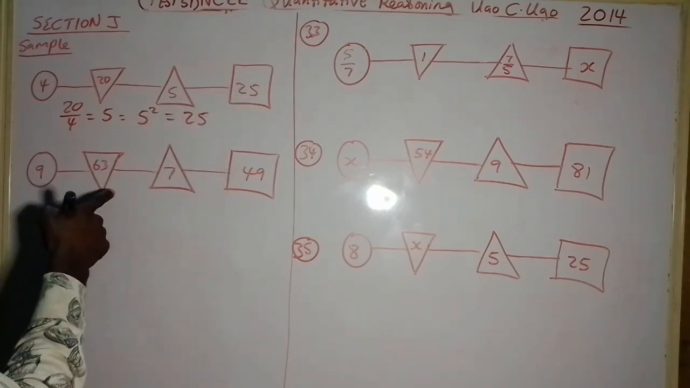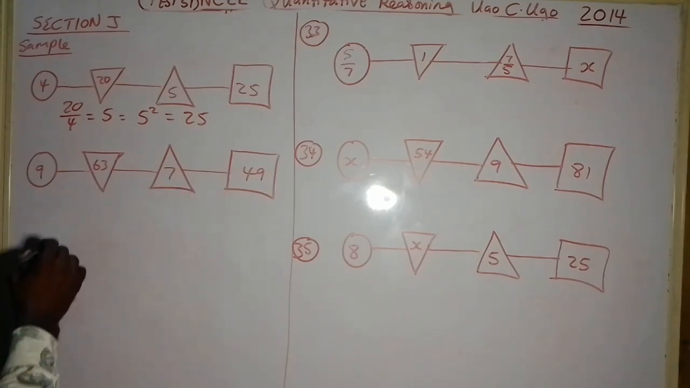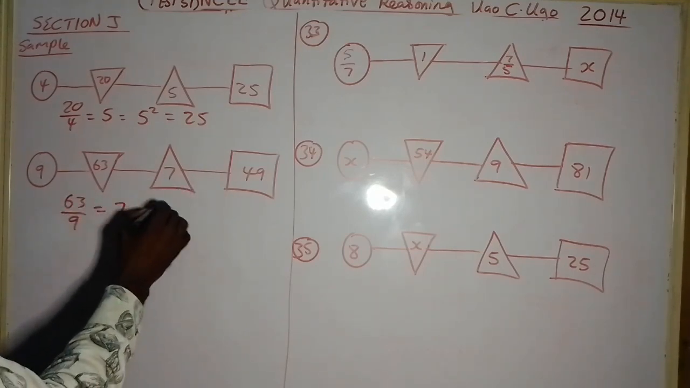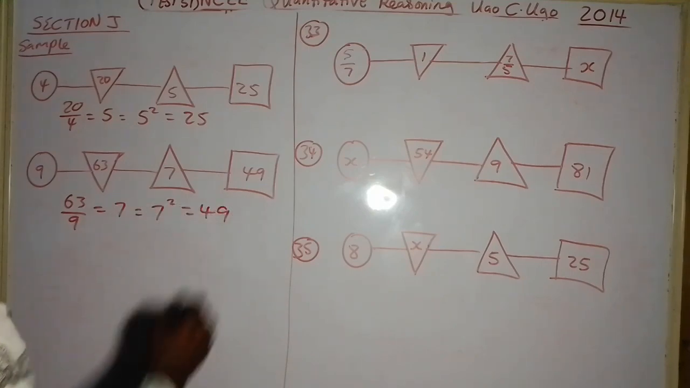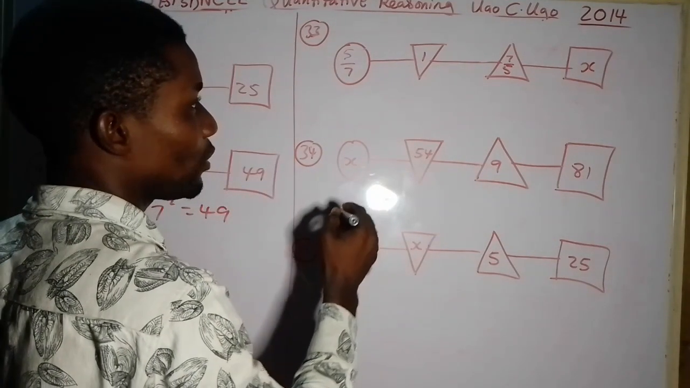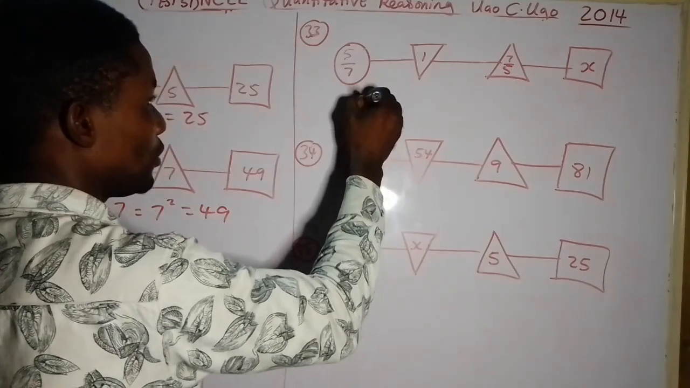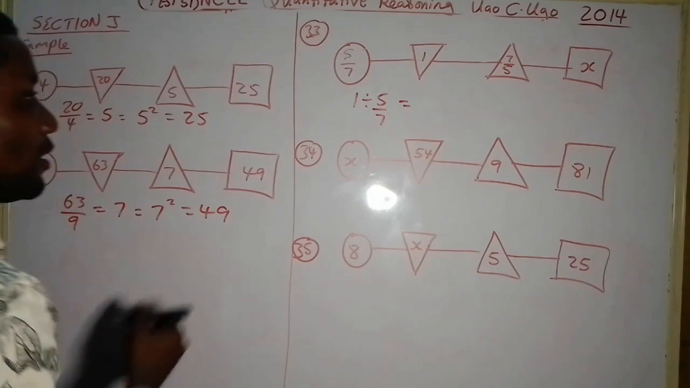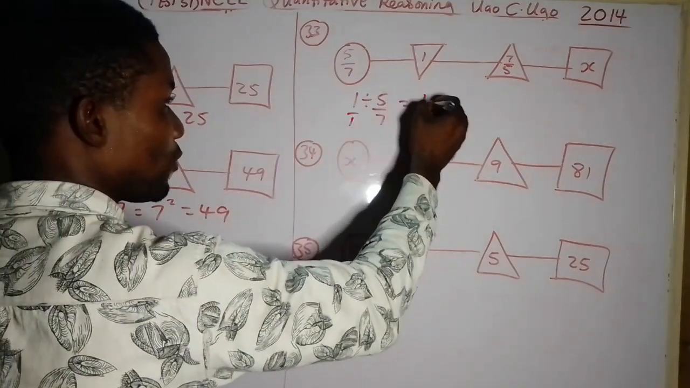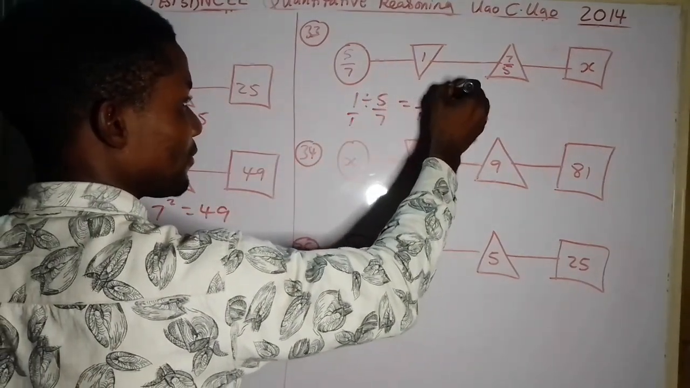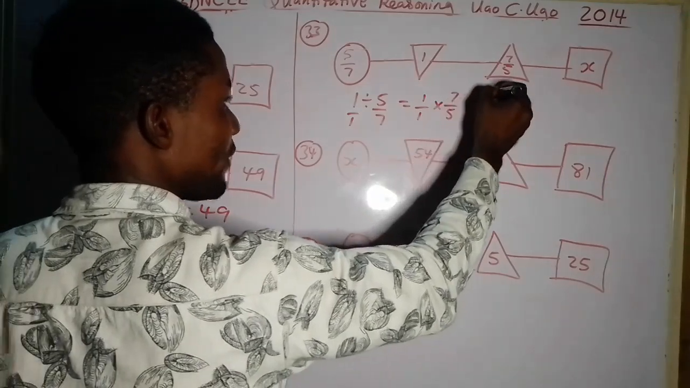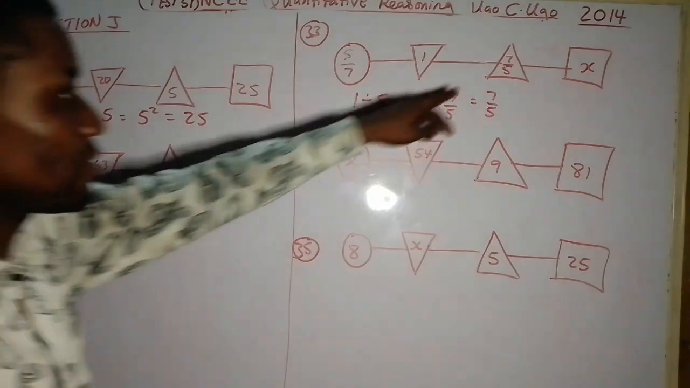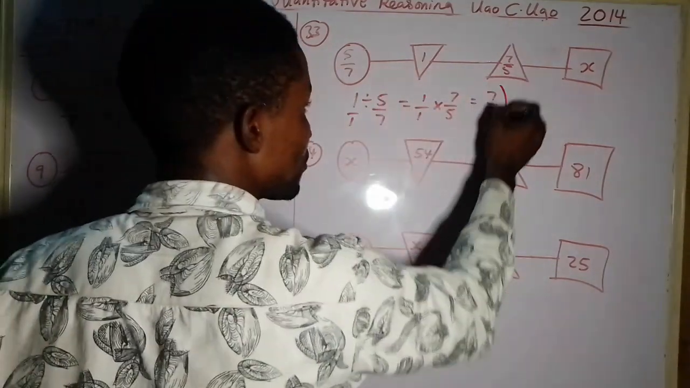To get the number here, what do we need to do? We say 63 divided by 9 is going to give us 7. The square of 7 is 49. So to get the number here, what do we need to do? We say 1 divided by 5 over 7. If we change this, we have 1 over 1, that's 7 over 5. So we're going to be having 7 over 5. Now, 7 over 5 is what we got here. Now, what is the square root of 7 over 5?